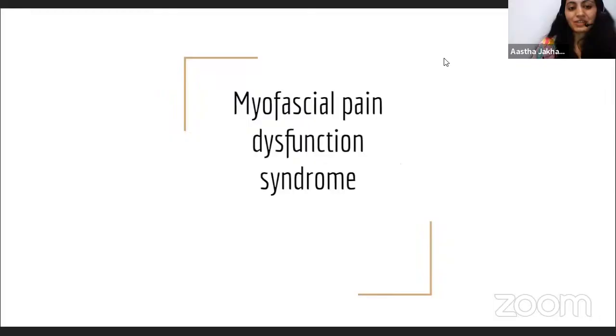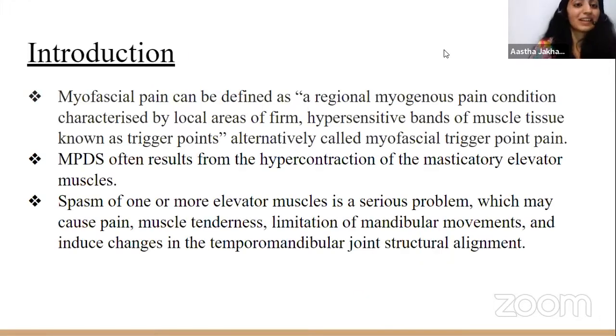Myofascial pain and dysfunction syndrome is made up of two words, myofascial. Myo means the muscle and fascial means the fascia. So it is a pain of the muscle and there is an inflammation of the underlying connective tissue. It can be defined as a regional myogenic painful condition characterized by local areas of firm, hypersensitive bands of muscle tissues, often called the trigger points. It can also be called the myofascial trigger point pain.